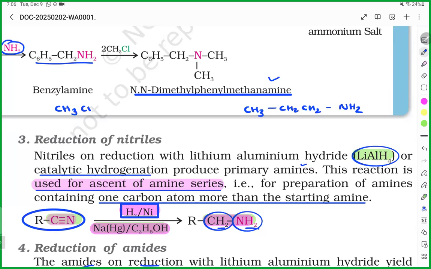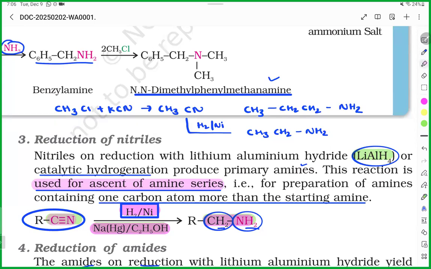So propyl cyanide, ethyl cyanide, sorry. Ethyl cyanide. First, you will add KCN and CH3CN will be produced. Correct? When you do hydrogenation in presence of this or lithium aluminum hydride, then this will produce. Make sense? Correct reaction.